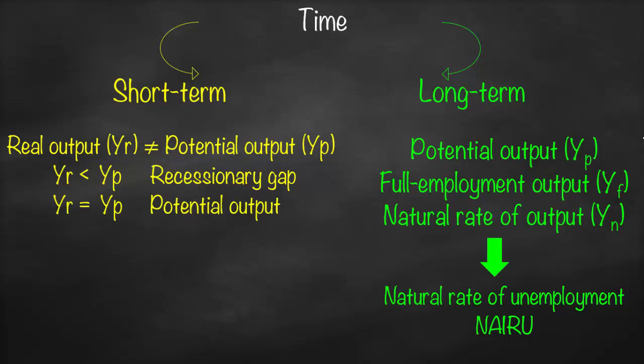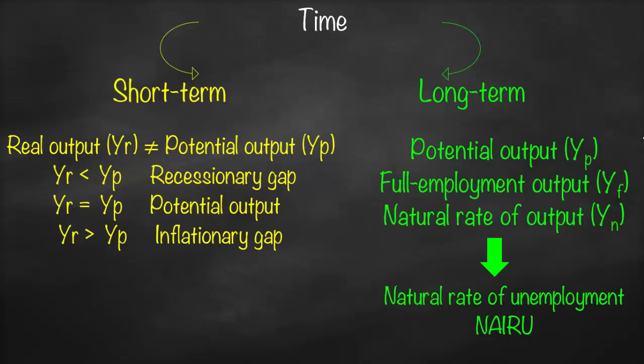Or our real output could be equal to potential output, which means we reach our potential output, which is the maximum output. Or our real output could be bigger than potential output. So what do you think, guys? Can we have a real output bigger than potential output? Can we produce above our maximum? Think about it. In the short term, yes, we can.